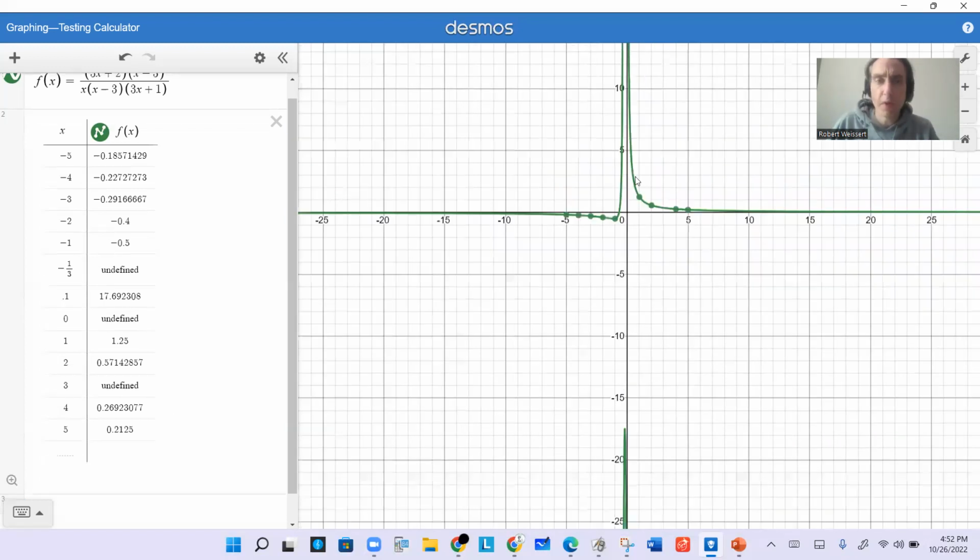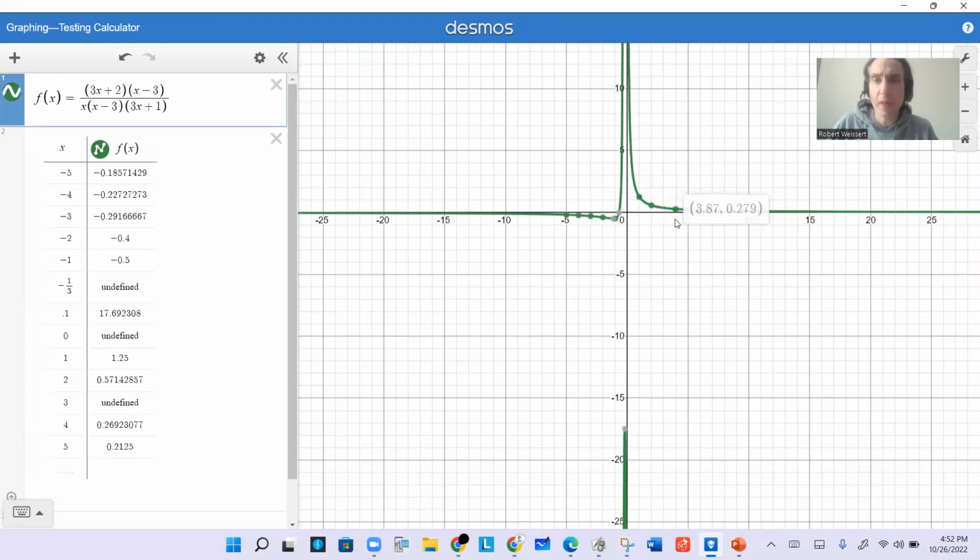Now, if I keep dragging over here, it's going to appear that the graph does cross over where x is 3. But if I hover over it, there it is, you're going to see that it has this open circle right at 3, and it says undefined. The graph also will not touch the point x equals 3. So that's another point of discontinuity.